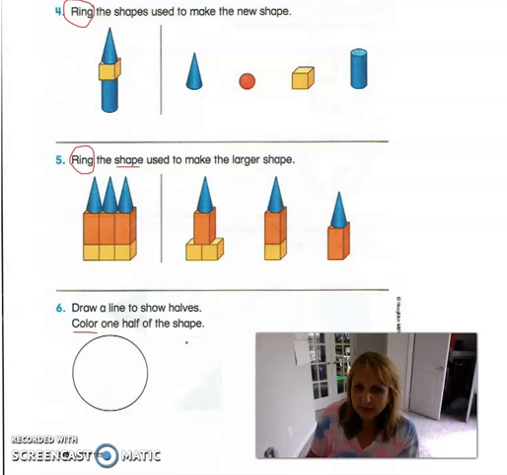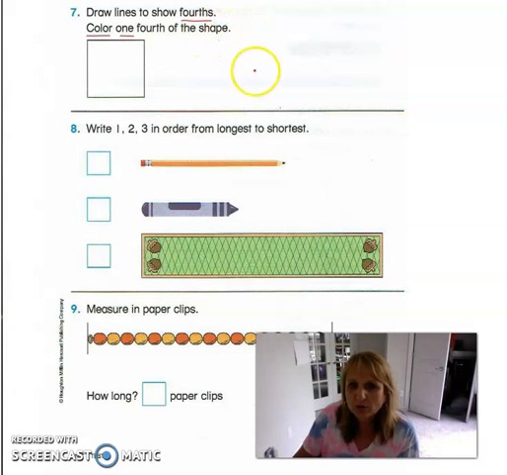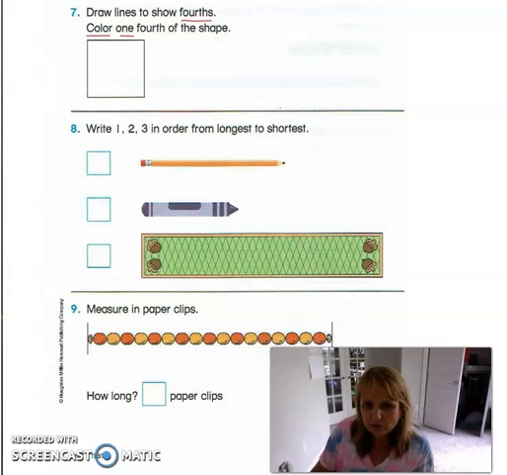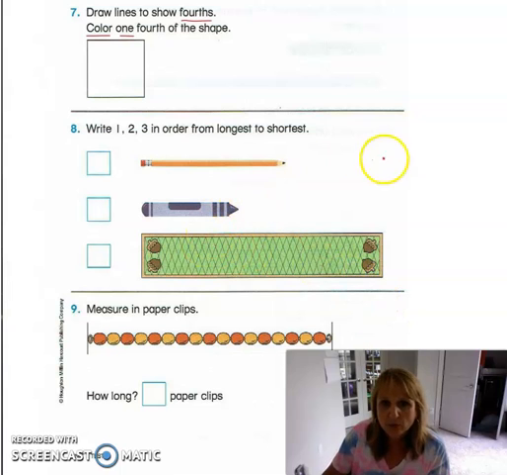Okay, you can pause the video at any time if you need to finish that one up. When you're done, restart it. The next page is going to begin on number 7. Number 7 says, draw lines to show fourths. Remember, fourths means 4 equal pieces, fourths. Color 1/4 of the shape. All right, and you can use any of the different ways that we discussed. You decide which way you want to do it, but remember that it has to be 4 equal pieces.